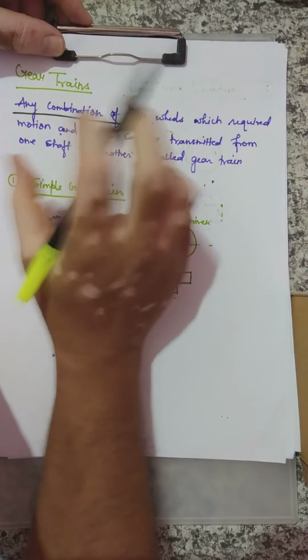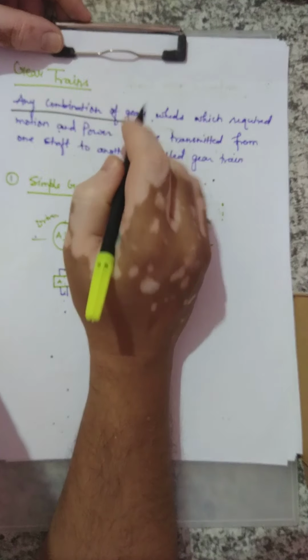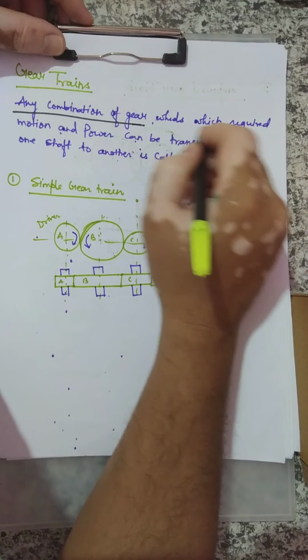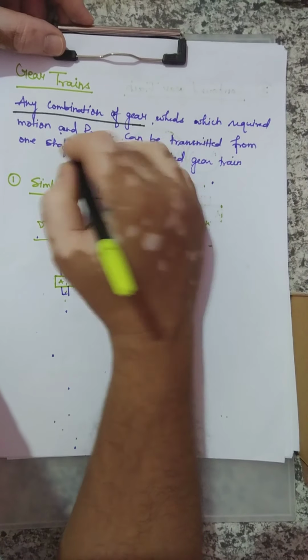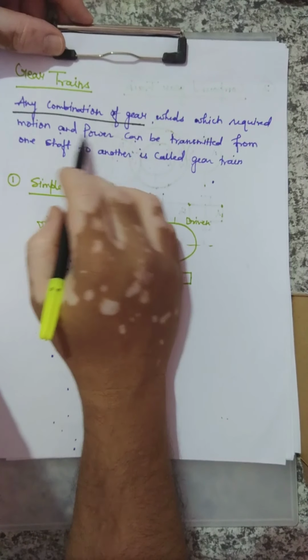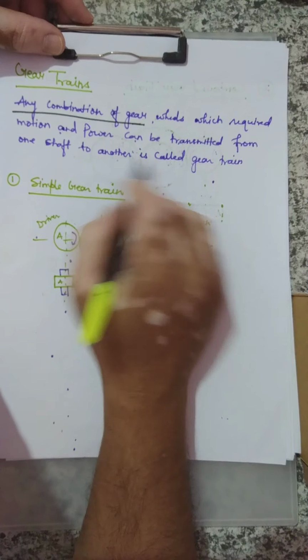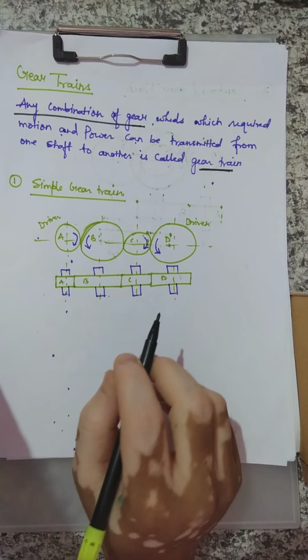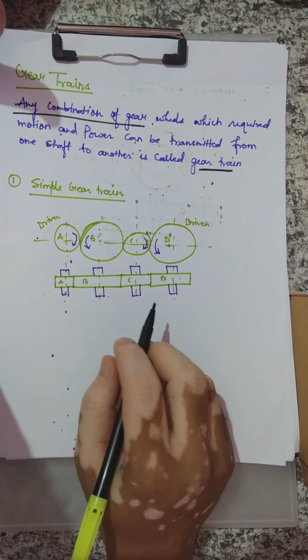Here the word is any combination of gears, not one or two gears. It is a combination of gears. Any combination of gear wheels which is required for motion and power transmission from one shaft to another shaft is called a gear train.